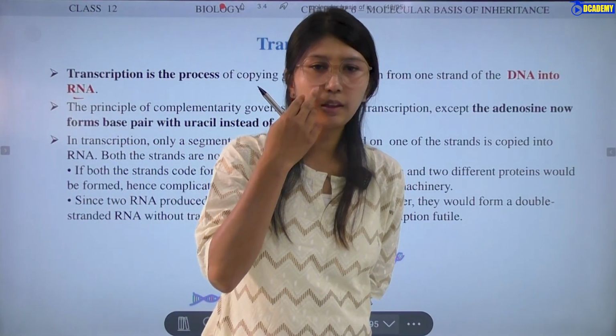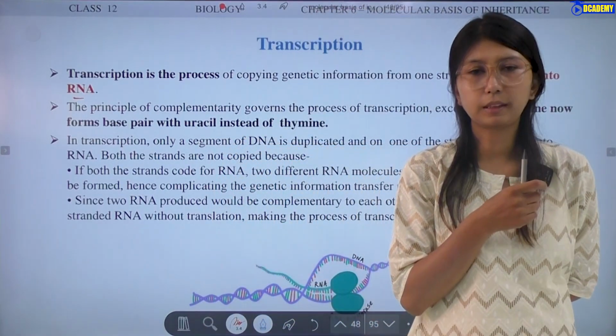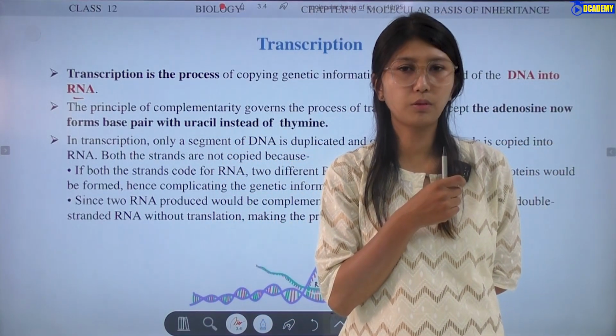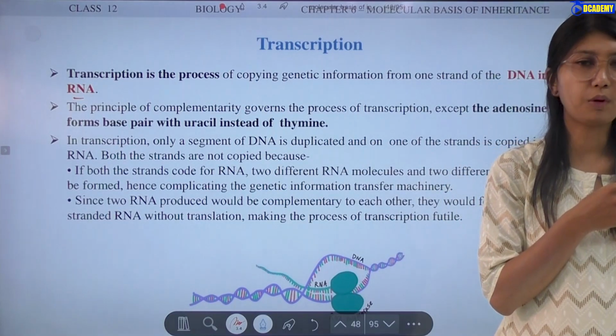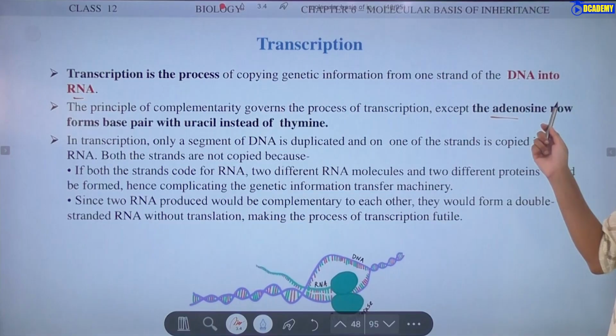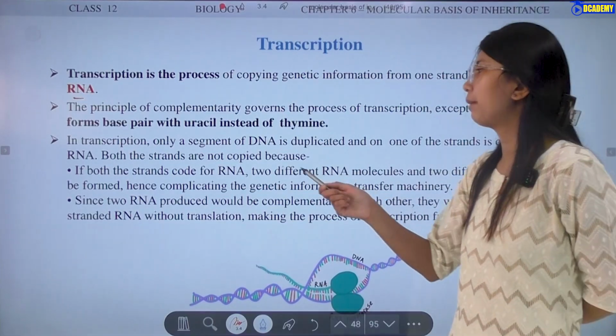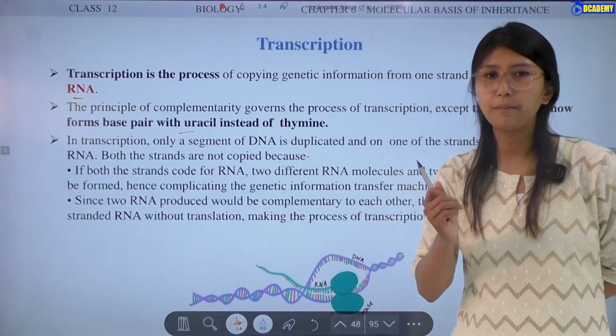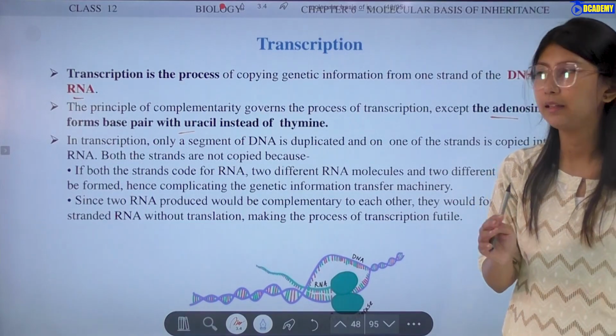In DNA replication, base pairs form, but thymine is not formed in RNA. Adenosine base pairs with uracil. Thymine is replaced by uracil in RNA.